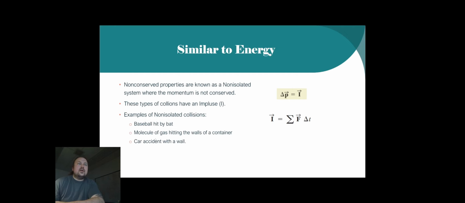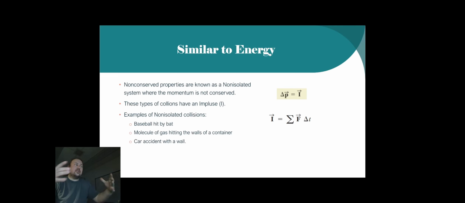Another example could be the molecules of gas hitting the walls of the container. Instead of the molecules bouncing off of each other and being fine because they're all interacting inside, this would be the gas molecules hitting the side of the container. The container does not move, but the velocity has changed direction of the molecule. This is what's known as pressure. It would be pressure inside of the container. It's how you measure pressure.